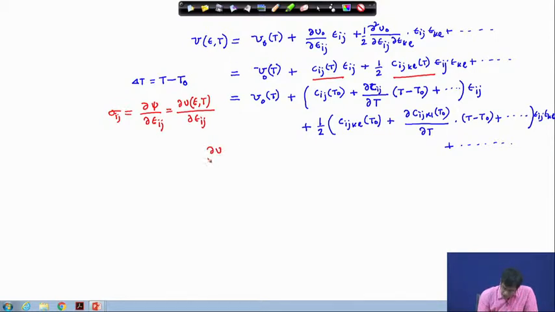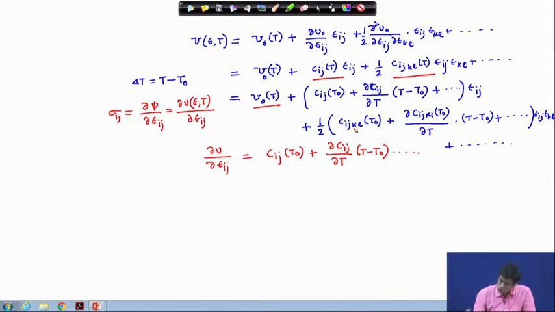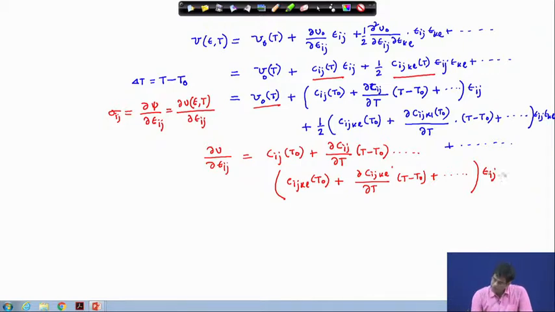So, now if I take the derivative of this expression with respect to epsilon ij, then del U by del epsilon ij, this term cancels out, and only this term remains: Cij of T0 plus del Cij by del T into T minus T0, then other terms. And from here, this is a quadratic function, so the half will be absorbed in the derivative. So, the first term will be Cijkl as a function of T0, then the second term del Cijkl by del T into T minus T0, but this will be with epsilon kl, and then the other terms as well.